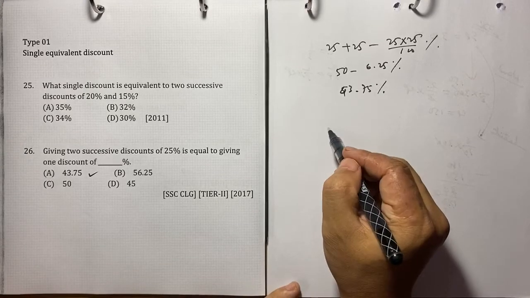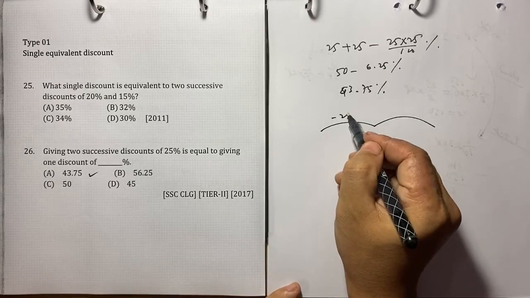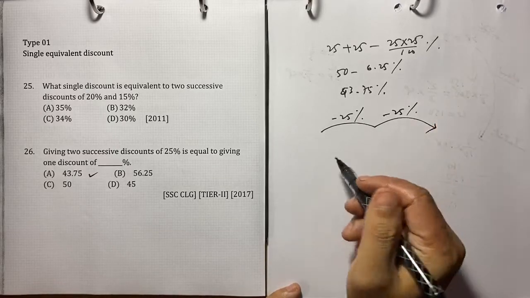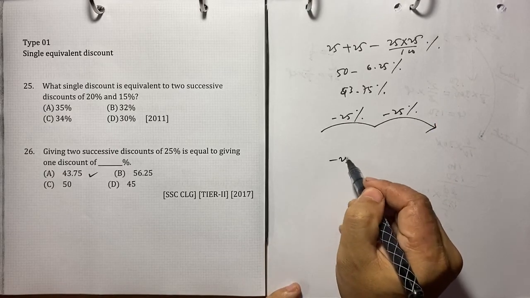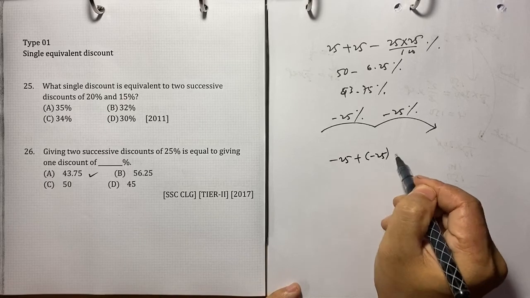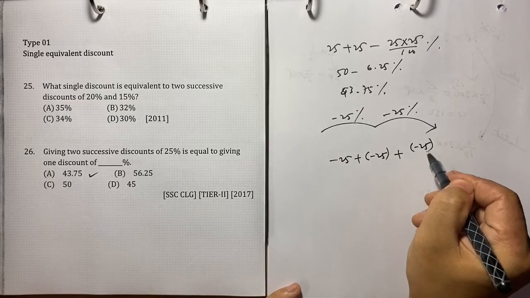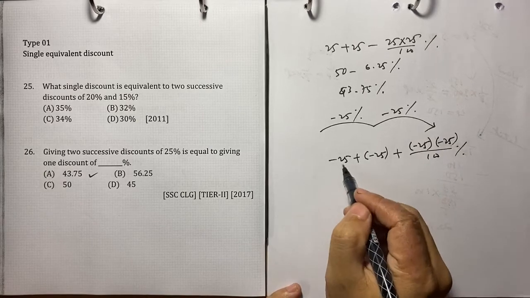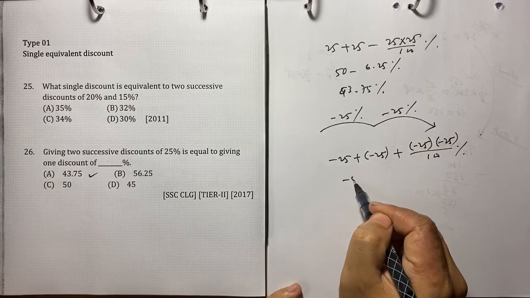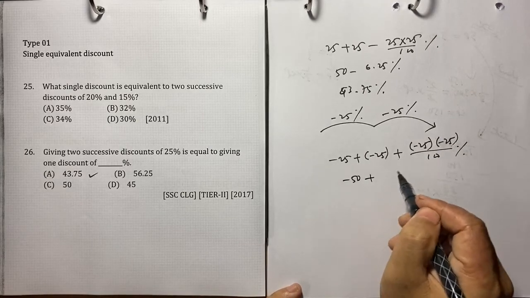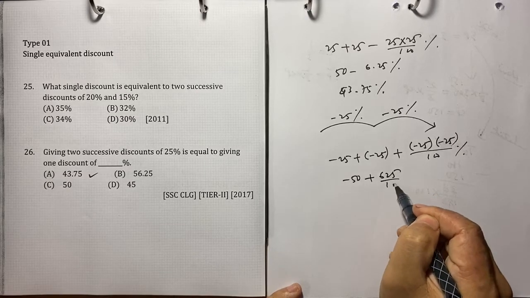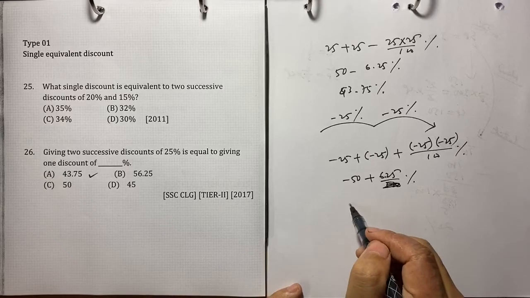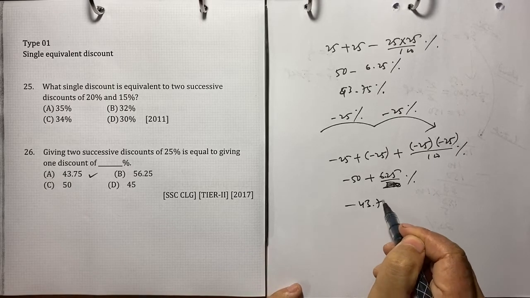Take the sign as minus. The discount is minus 25%, minus 25%, so the total percentage change will be minus 25 plus minus 25 plus minus 25 times minus 25 divided by 100%. So this will be minus 25 minus 25, minus 50, and minus times minus is plus, this will be 625 divided by 100%, so this will be 6.25. With the minus sign, I will get minus 43.75%.